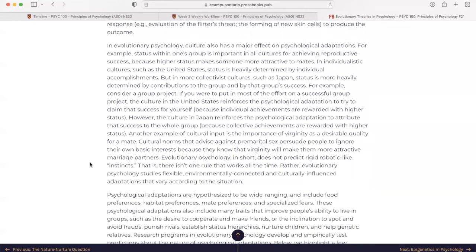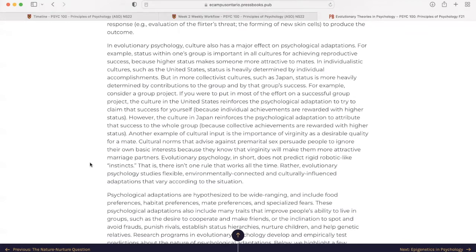In evolutionary psychology, culture also has a major effect on psychological adaptations. For example, status within one's group is important in all cultures for achieving reproductive success because higher status makes someone more attractive to mates. In individualistic cultures, such as the United States, status is heavily determined by individual accomplishments. But in more collectivist cultures, such as Japan, status is more heavily determined by contributions to the group and by that group's success.